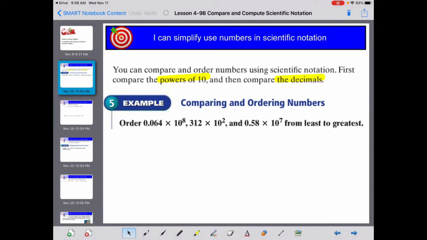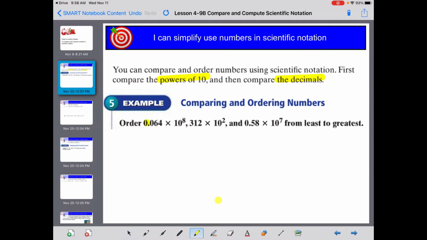You can compare and order numbers using scientific notation. The way that we do it is first compare the powers of 10, complete your notes please, and then we're going to compare the decimals. Let's give this a try.